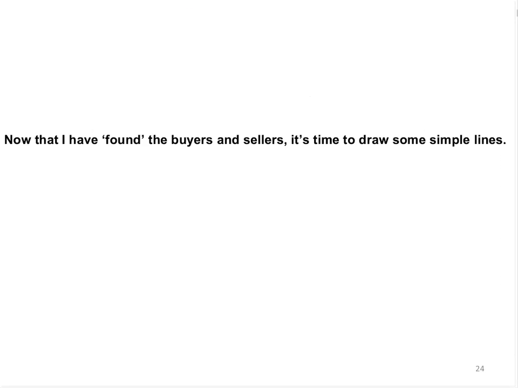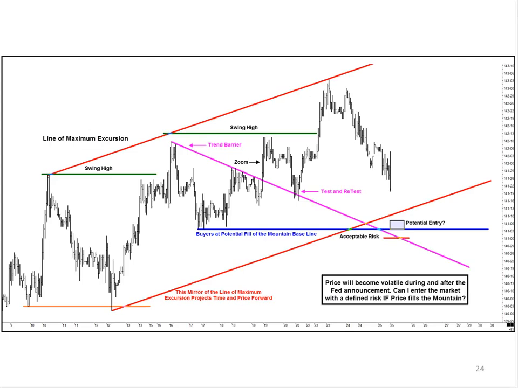Now that I've found the buyers and the sellers, you know, I'm supposed to be the median line guru, or pitchforks, median lines. We might as well draw some lines, see what that gets us. So let's take a look. Again, beautiful symmetry here. And I'm using the prior symmetry that I marked out before to draw these lines. It's very, very simple stuff.